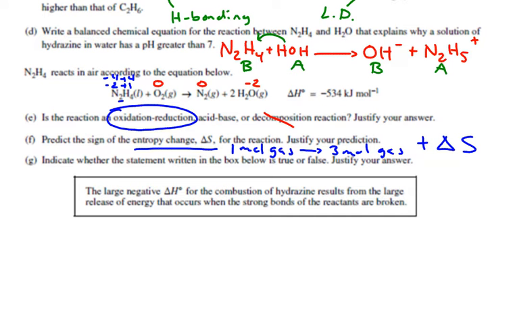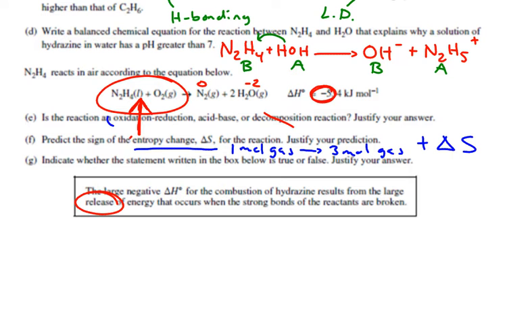Yeah. Molly, what do you got? Why? So it's saying, this is the statement right now. It's saying that this is a huge negative because you're putting all of this energy in to breaking these bonds. That's what it's saying. Well, it's saying the combustion results from a large release of energy that occurs when the strong bonds of the reactants are broken. You break reactants by putting energy in, okay? So if you're putting energy in, if it's such a large amount, it would have to be endothermic. So what does that actually mean?